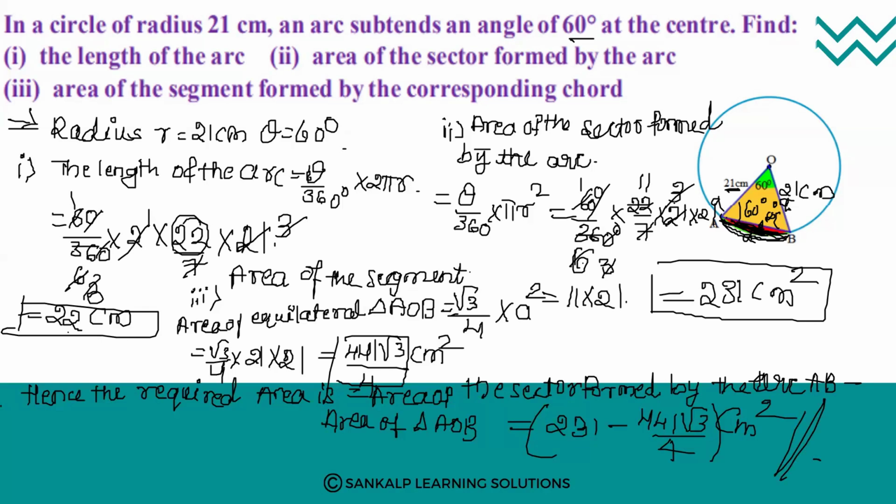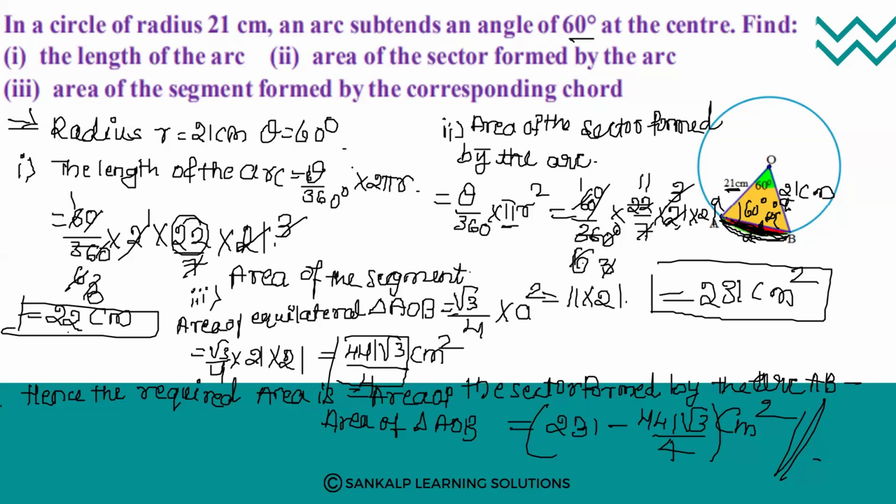Next, area of the sector formed by the arc. Then you use the formula theta divided by 360 into pi r square. Theta value is 60 and 360, divided into 22 divided by 7, this is the value of pi. And r square is 21 into 21. So finally, you will get 231 centimeters square. So this is the area of the sector formed by this arc.